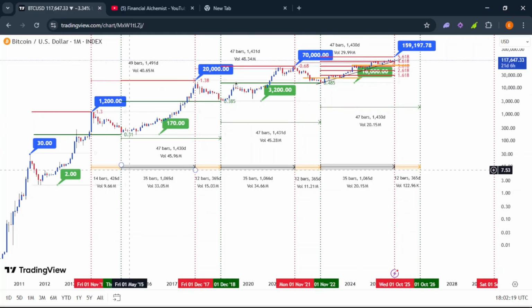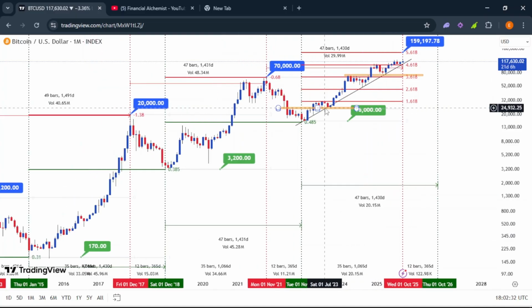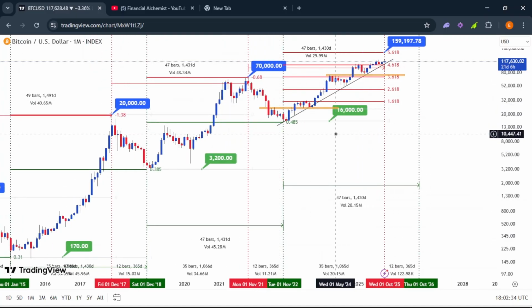So how am I saying this? I explained this in the previous video. From bottom to peak, 35 months. Bottom to peak, 35 months. Assuming it repeats, which we all know history doesn't repeat, but just assuming it repeats, from bottom to peak, 35 months from the bottom of November 2022 will give us October.